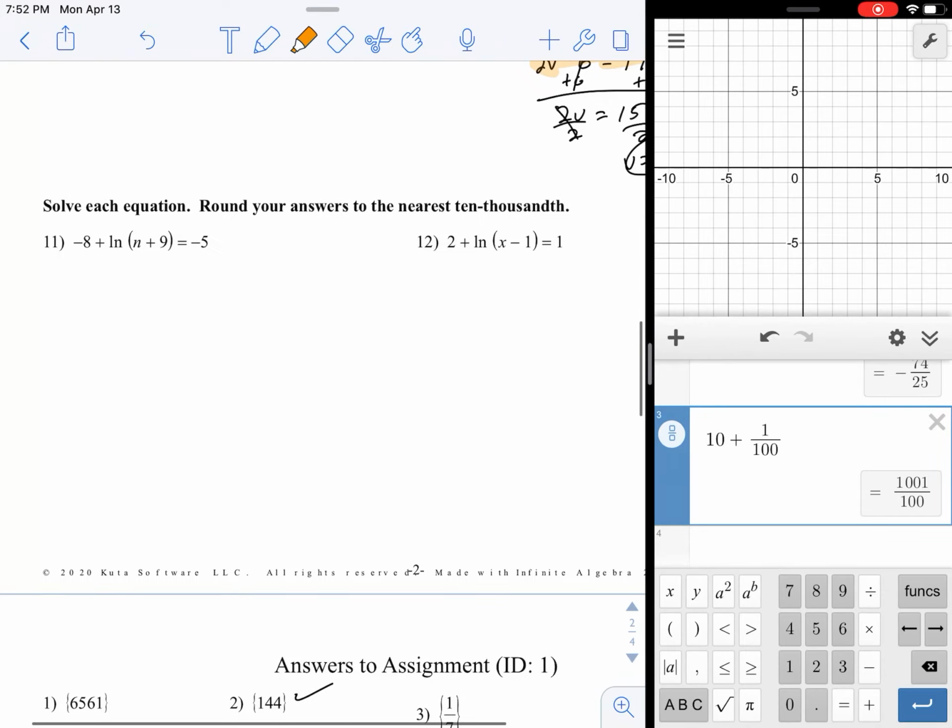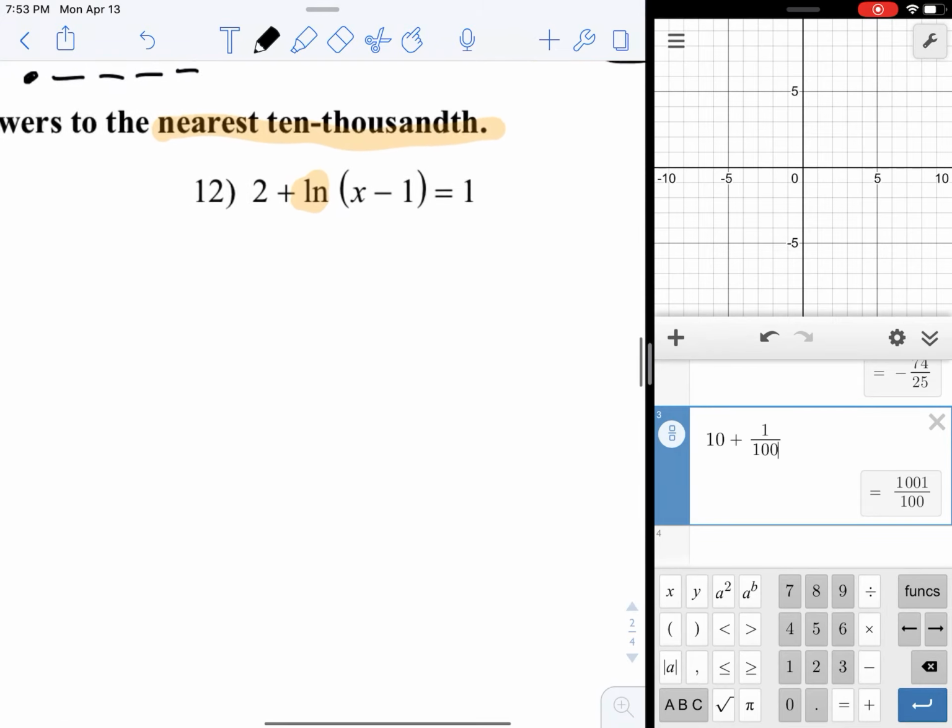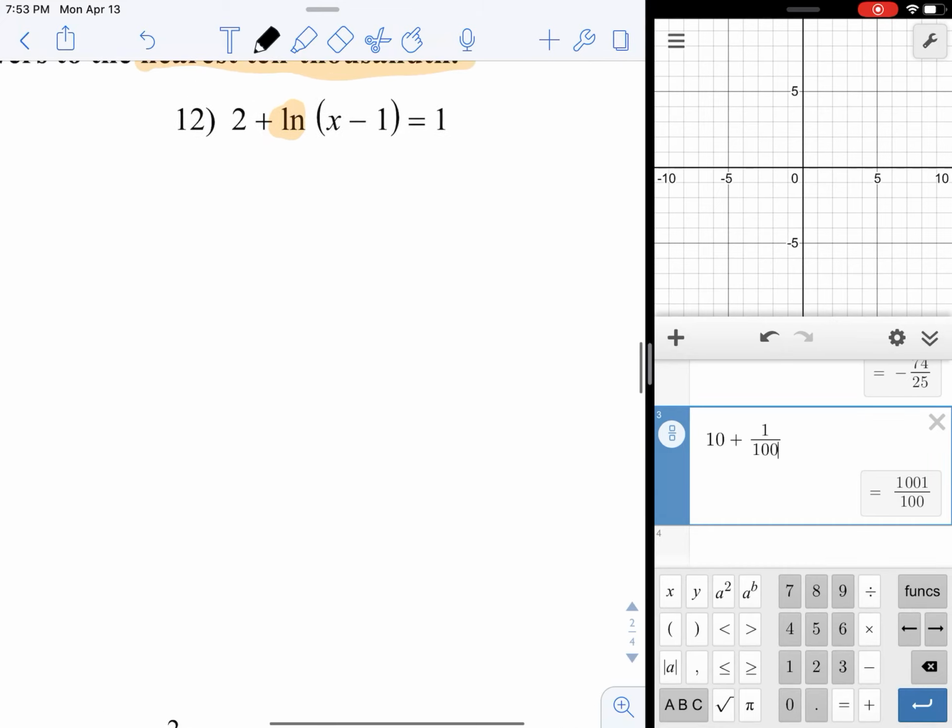Now these last two problems have ln, and the directions say round to the nearest 10,000th. So how do decimals work? There's the decimal, tenths, hundredths, thousandths, 10,000ths. So 4 decimal places is what we need to do the answer. Why is this one different? Well, think about the base of the natural logarithm.